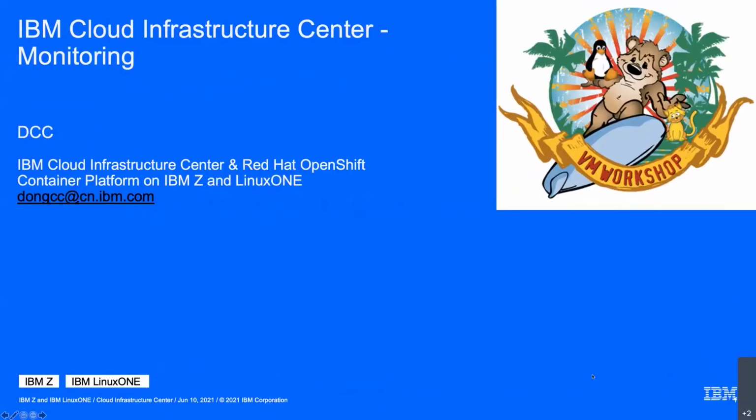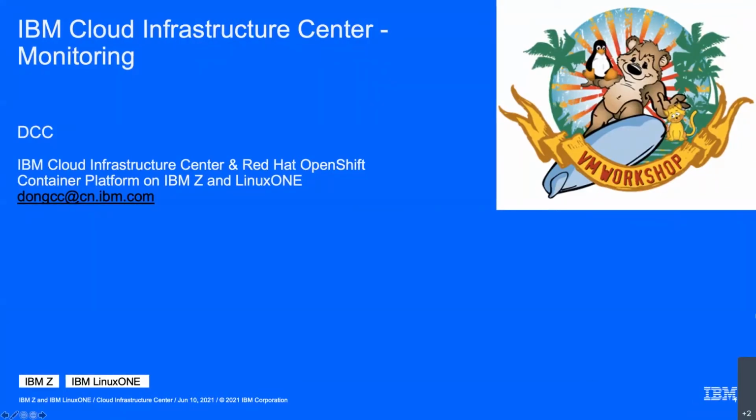Hi, everyone. This is DCC coming from the IBM Cloud Infrastructure Center development team. Since 1.3, IBM Cloud Infrastructure Center ships with a monitoring service, also known as the telemetry service, which can help monitor the hypervisor as well as the managed VMs. In the next few minutes, I will give a brief about this monitoring feature along with a demo.